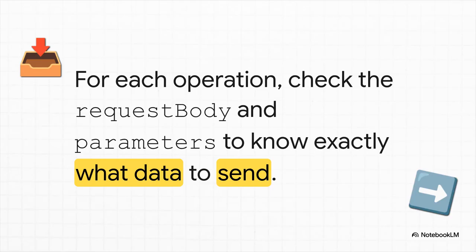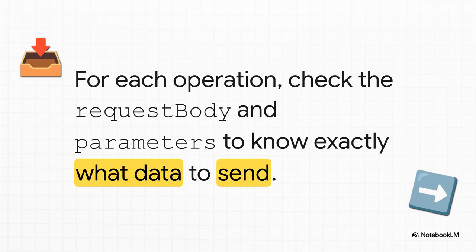Okay, so you've picked an operation, let's say POST /orders. Now you've got to know what data to send with it. This is where you look for the request body and parameters sections. Think of these as your instruction manual for building the request. They tell you exactly what data the API expects to receive.